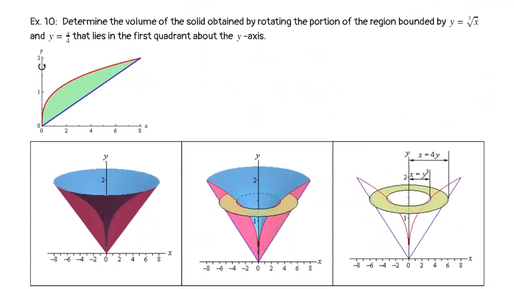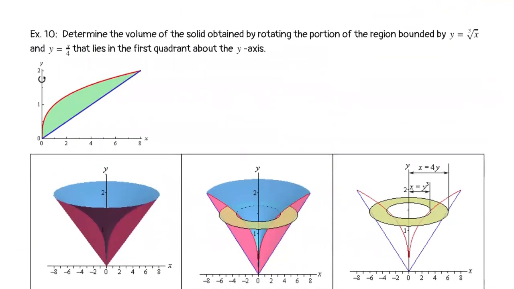All right, so example 10, determine the volume of the solid obtained by rotating the portion of the region bounded by y equals the cube root of x and y equals x over 4 that lies in the first quadrant about the y-axis. And so lots and lots of words here, but one of the things I like to really root myself in is, what am I rotating around, right? And so I will go ahead and highlight that axis of revolution to bring that to my attention.